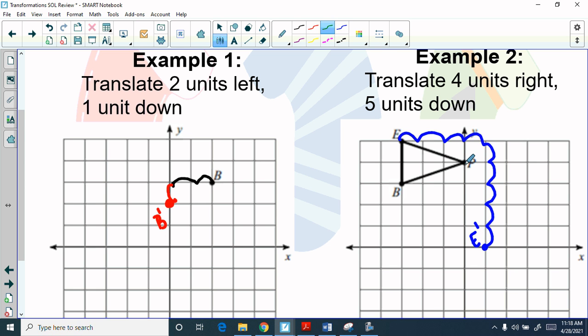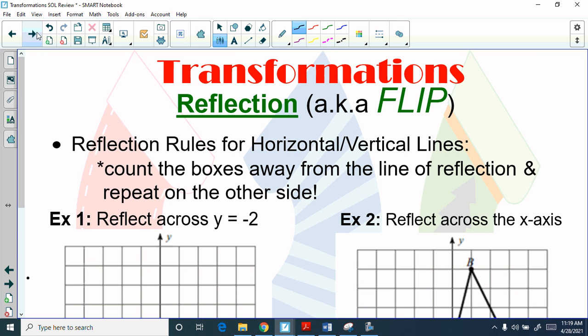I'm going to do the same thing for P again. Over 4, down 5. My P prime. And same thing for B. Over 4, down 5. And then I'll just draw in my shape. We're going to pretend my line was straight there. So again, that's a translation. We just slide it across the paper.